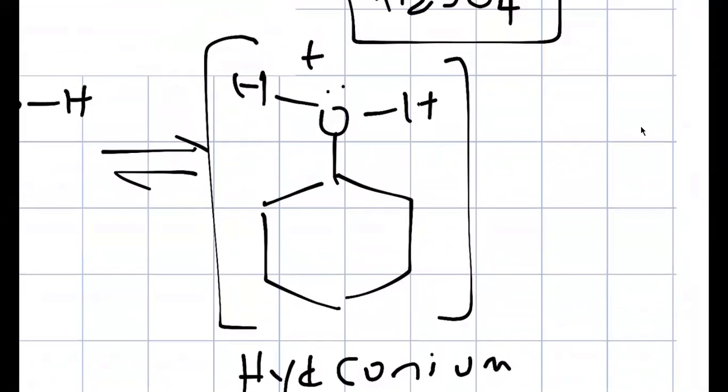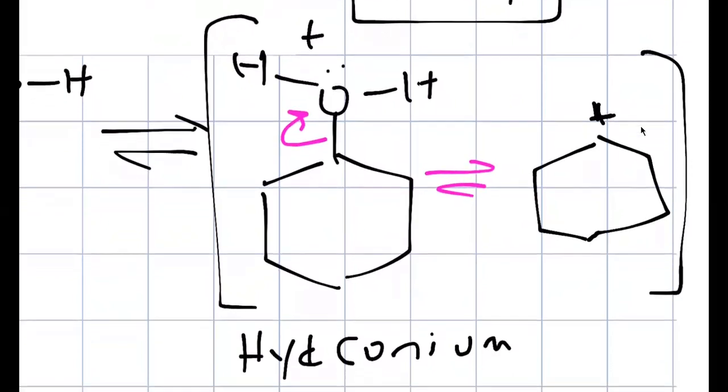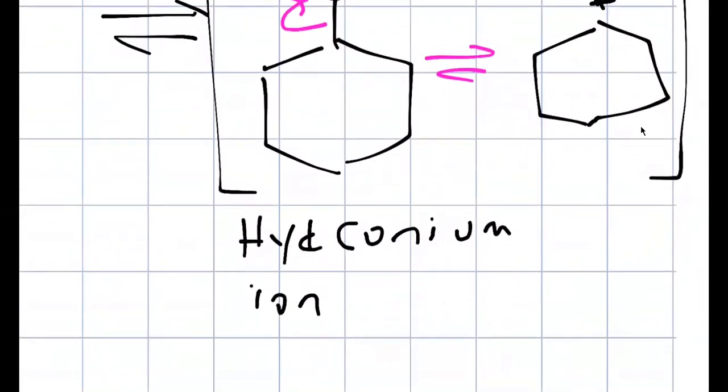The first step in this E1 dehydration is not the loss of the leaving group. It's the proton transfer, and then you'll see the loss of your leaving group, right? And that's going to give you your carbocation intermediate. So now that carbon here has a plus charge, and then it's plus H2O. All right. Questions about that?